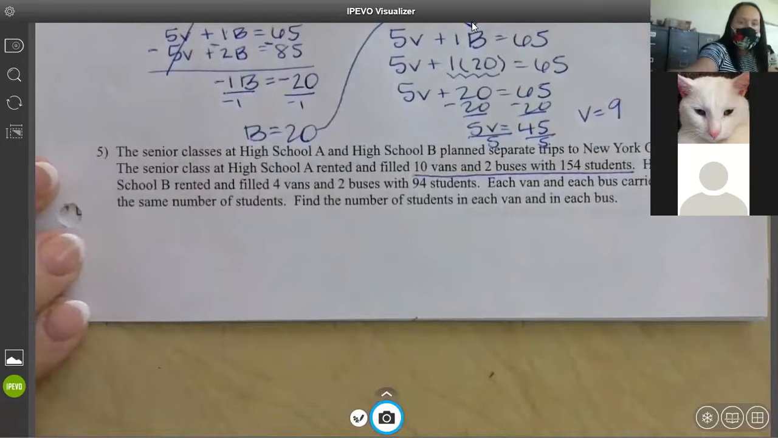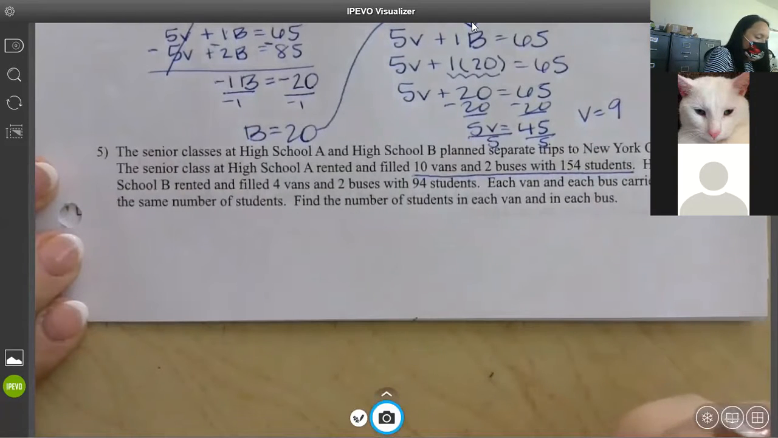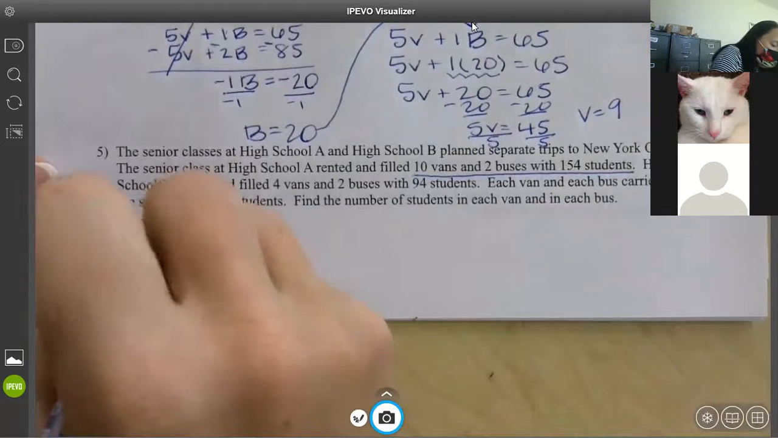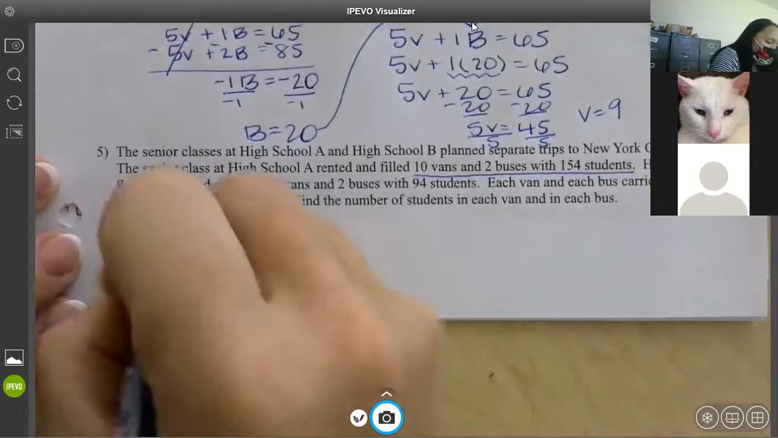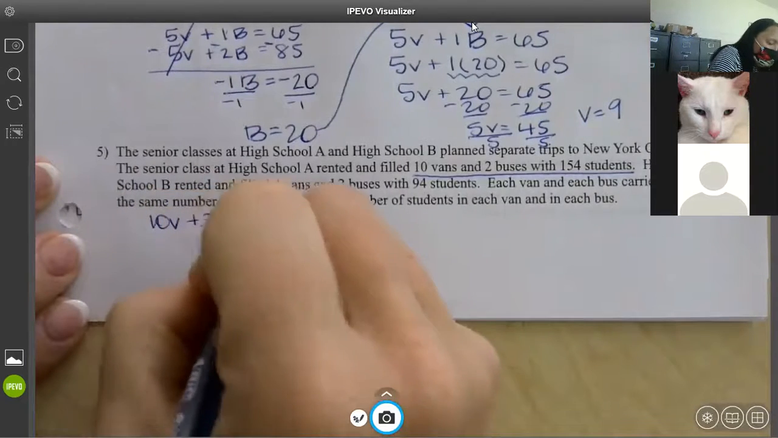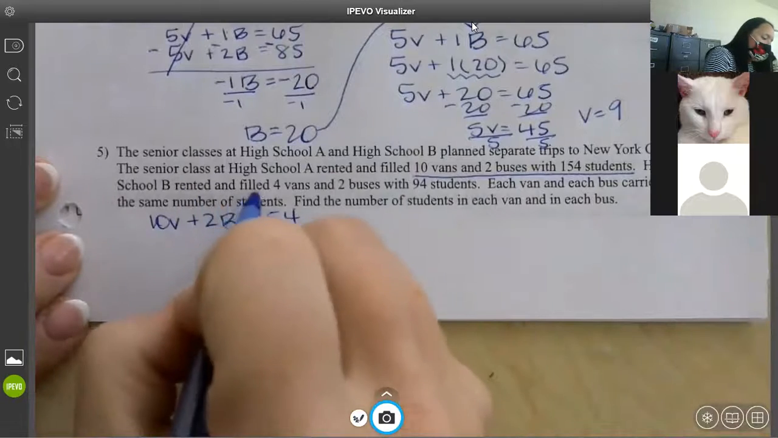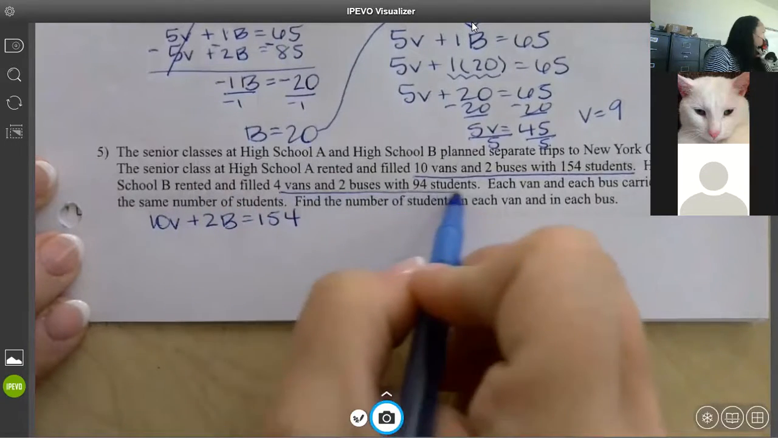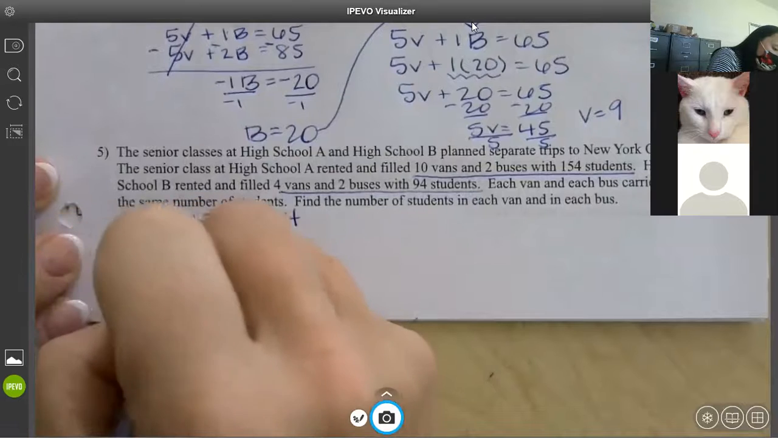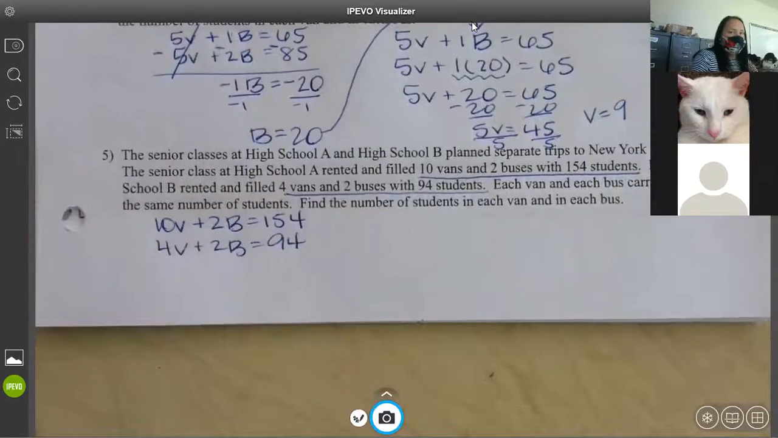The longer you wait to answer the question, the less time you have to do work. Nobody knows how to set these up? Thank you. Keep going. Plus 2B equals what? See, I knew you knew how to do it. And then the second one says High School B rented and filled 4 vans, 2 buses, 94. Good.